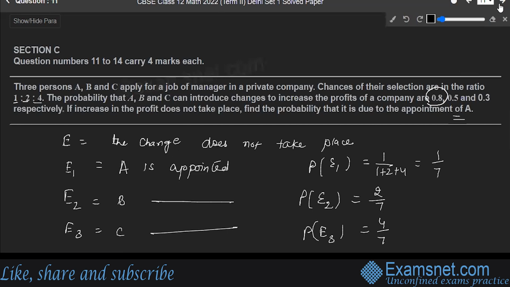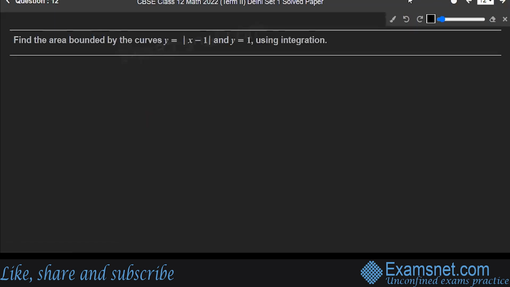Next, let's move to question number 12. So now you have to find the area bounded by the curves y is equal to modulus of x minus 1 and y is equal to 1 using integration. For these types of problems, you always need to make the graph. It's the best possible way to solve the sum because you get a clear idea of what the figure looks like. So this is the line y is equal to 1.